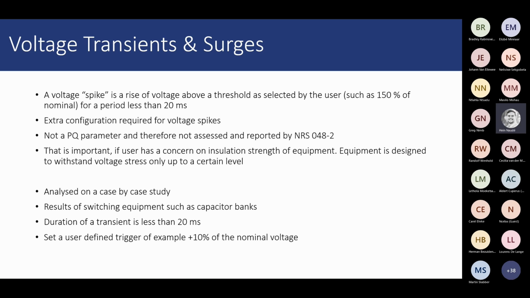This is not a power quality parameter, so it's not assessed or reported by the NRS 048. So this is handled on a case-to-case basis, and it's important if a user has a concern about installation strength of equipment. Equipment is designed to normally withstand a certain voltage stress, only up to a certain level. So it becomes important when you suspect there are transients or surges that impact your equipment and you want to start investigating that on a case-to-case basis. So it's not something that you necessarily need to monitor permanently, such as voltage dips and swells, because you don't need to report on it to the NRS 048. Okay, some things that can cause surges and transients are switching of capacitor banks, and so on.